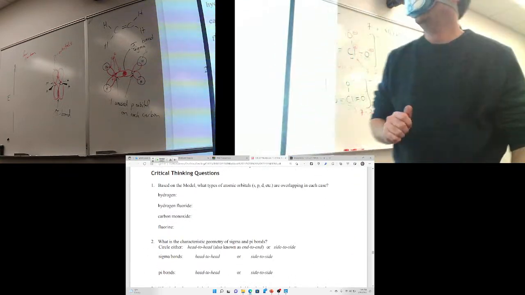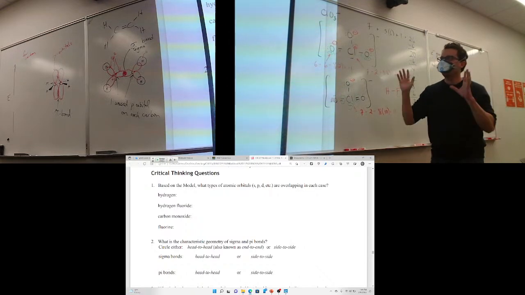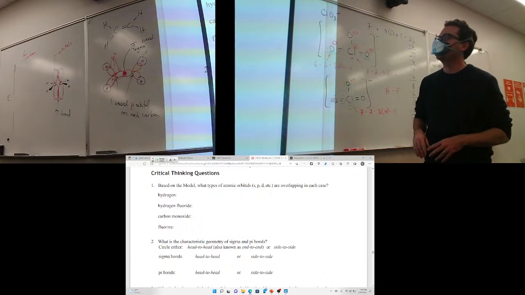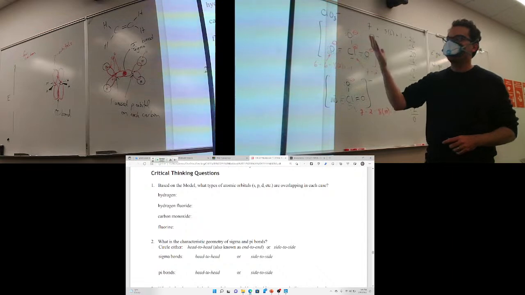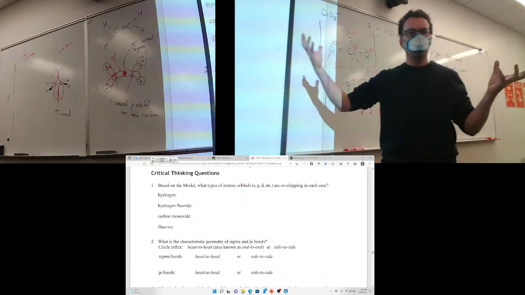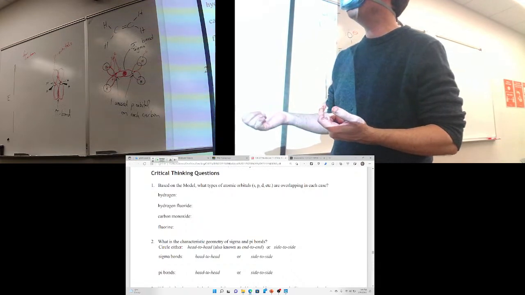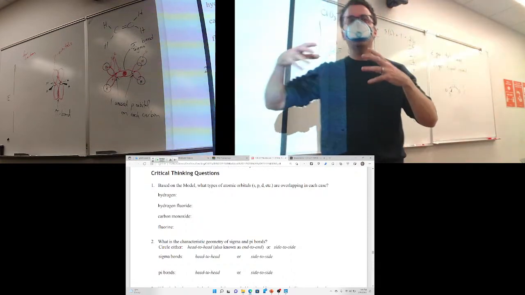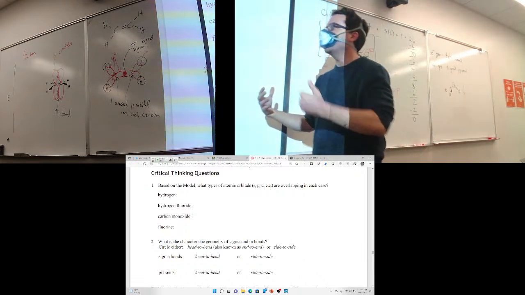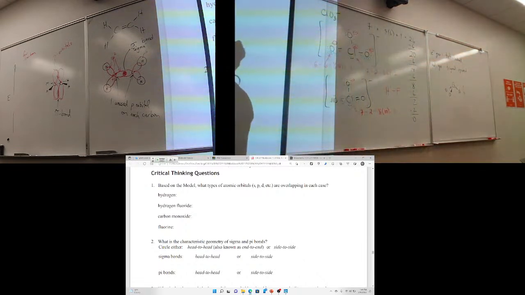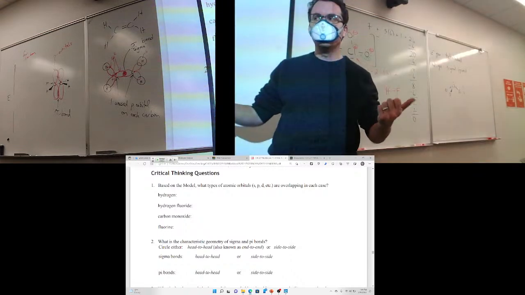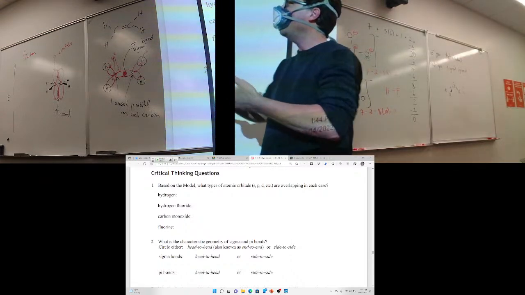Okay. We should talk just really briefly about these. Hopefully they make sense. With hydrogen, the only overlap you get is the s orbitals, because that's all there are. In hydrogen fluoride, if you do the electron configuration, the orbital diagram, the hydrogen has an unpaired electron in the s orbital, the fluorine has an unpaired electron in the p orbital. So that's it. It's an s and a p.